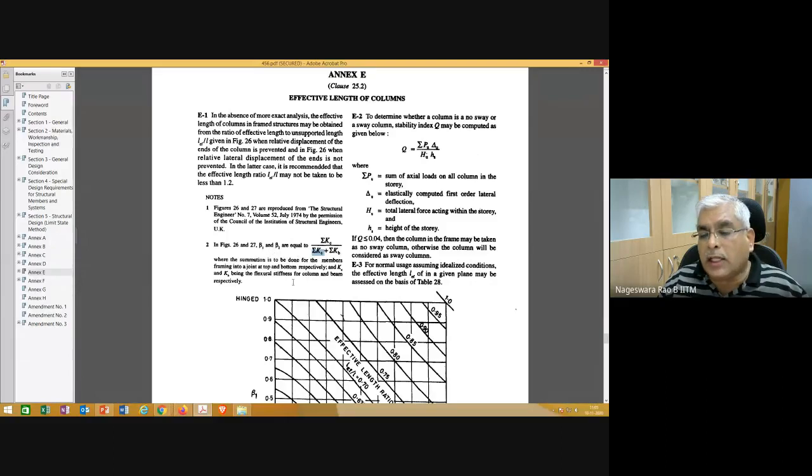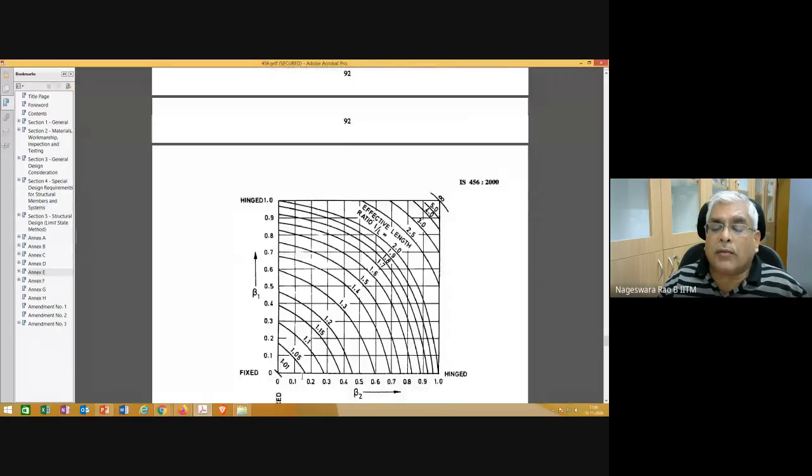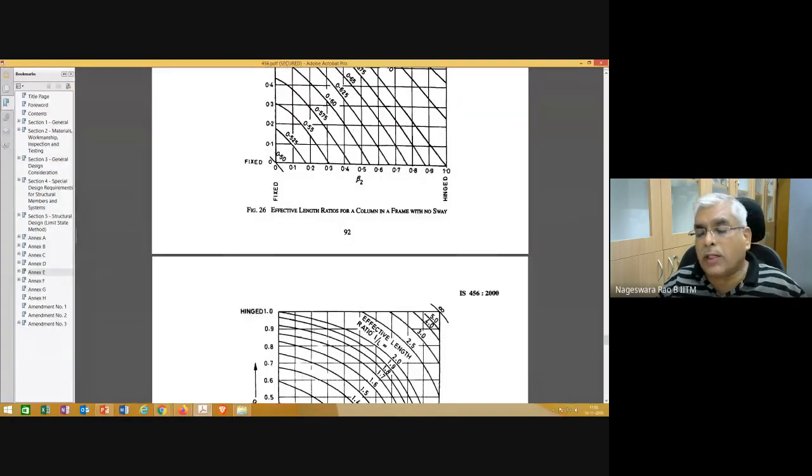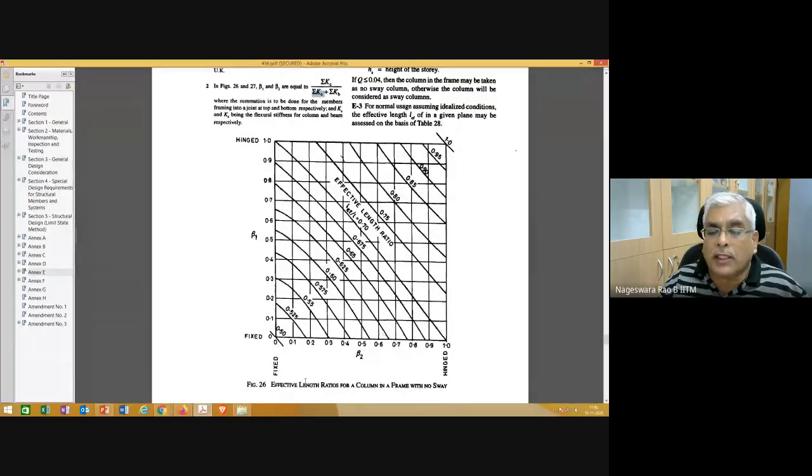To get these effective lengths, you can make use of figures 26 and 27, and whatever I am just covering is only for completeness. So how to read this effective length from figures 26 and 27? Figures 26 and 27 give effective length ratios. Effective length ratio is nothing but the ratio of effective length to the unsupported length.